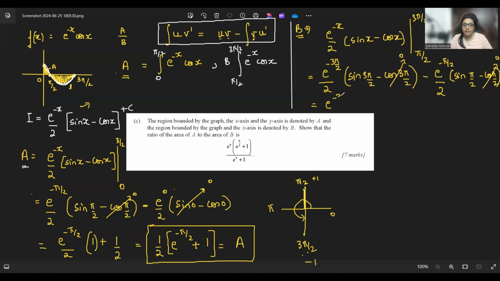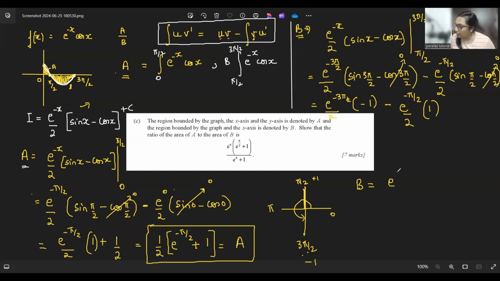So this is e to the power minus 3 pi by 2 by 2. And sine of 3 pi by 2 is just coming out to be minus 1. Okay, then we have minus e to the power minus pi by 2 by 2. Sine of pi by 2 is just 1, right? So what did we get the B area as? Finally, we got e to the power.